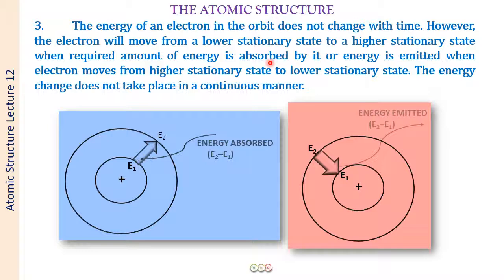And then if it has to come back from the higher energy state to the lower energy state, it is going to emit that much energy in the form of electromagnetic radiation. That is what we studied in the emission spectrum, right? You remember? The electron, when in the higher energy level, because it is unstable, comes back to the lower energy level, emitting radiation in the form of electromagnetic radiation, and that energy is again going to be equal to E2 minus E1. And the energy state change does not take place in a continuous manner.